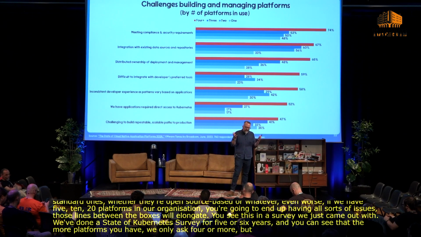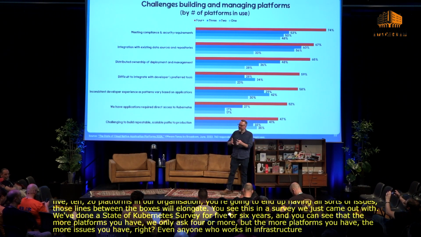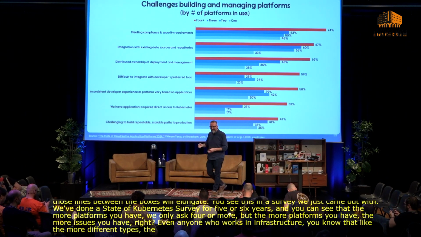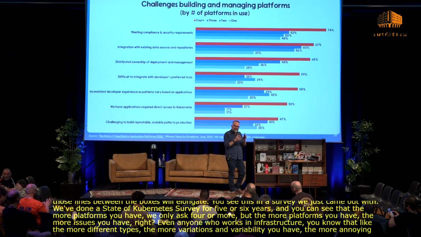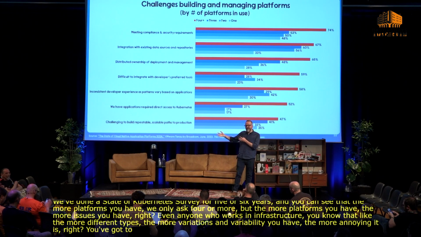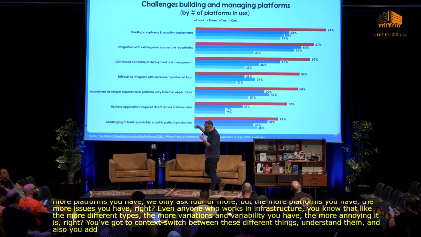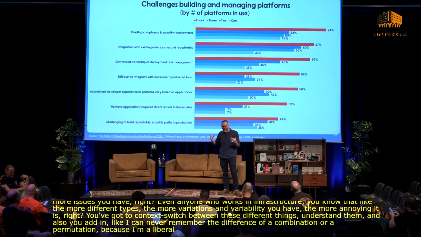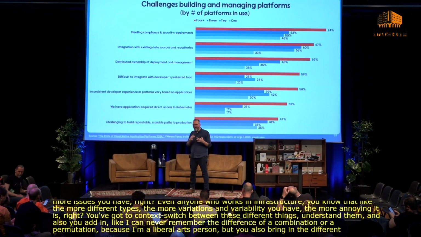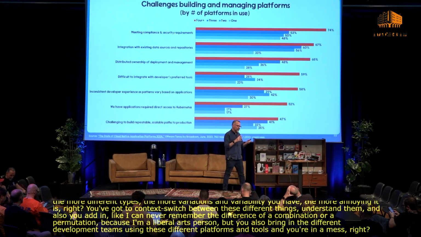And again, anyone who works in infrastructure knows that the more different types, the more variations and variability you have, the more annoying it is, right? You've got to context switch between these different things, you have to understand them, and then also you add in, I can never remember the difference between a combination and a permutation, because I'm a liberal arts person, but you also bring in all the different development teams using all these different platforms and these different tools, and you're in a mess, right? And so you want to go down to as few platforms as possible.